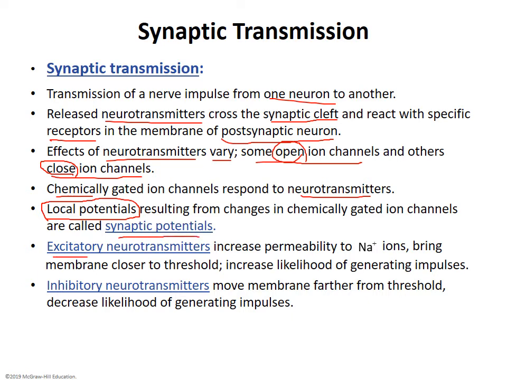We have excitatory neurotransmitters and we have inhibitory neurotransmitters. The excitatory neurotransmitters increase the permeability of sodium ions, which, as it says, brings the membrane closer to the threshold and makes it easier to generate an impulse. Inhibitory ones are going to move the membrane farther from threshold and make it more unlikely to create a potential. Hopefully that makes sense. Excitatory makes it easier, inhibitory makes it harder.